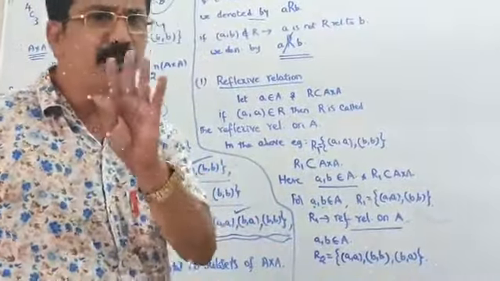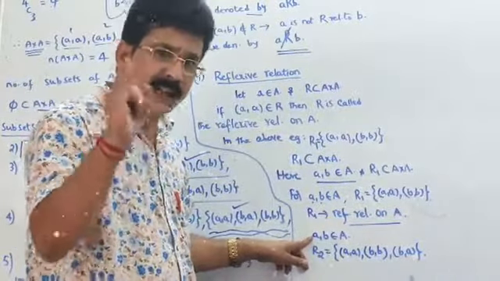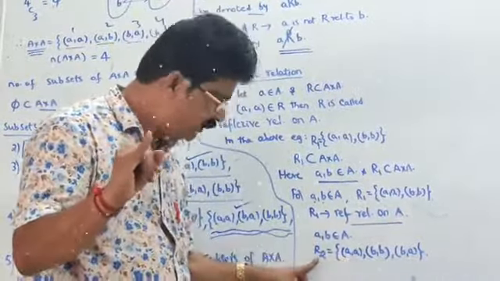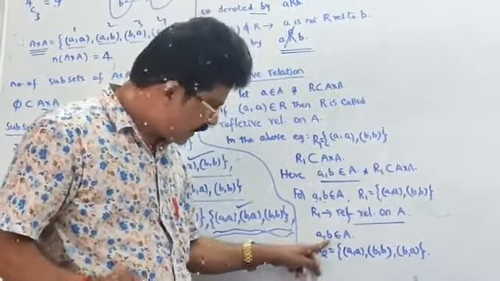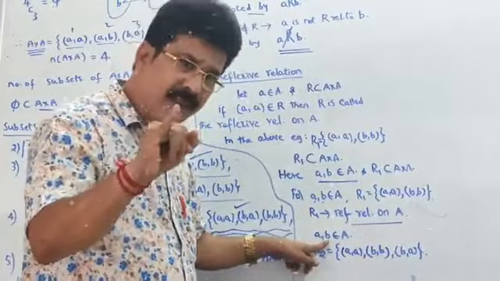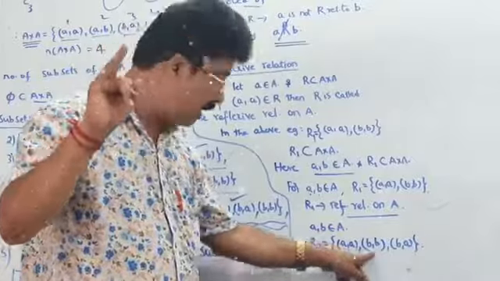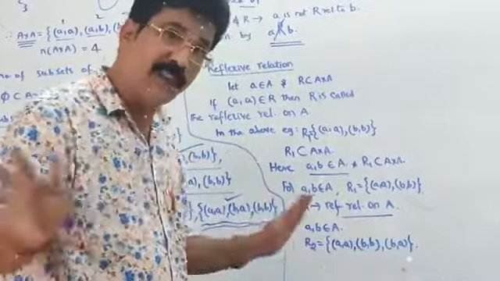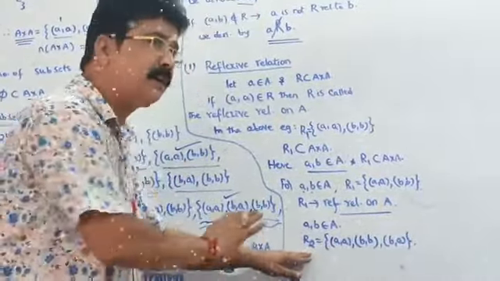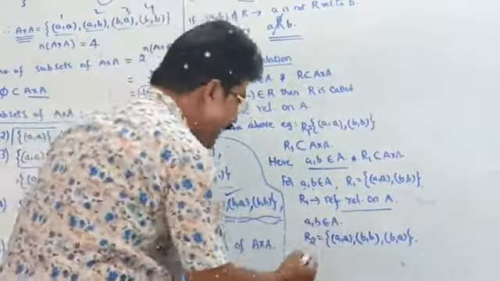I am asking only two questions. Does A belong to capital A? Yes. Thus (A, A) belongs to R2? Yes. Next, another element is there, B. Does B belong to capital A? Yes, sir. So (B, B) belongs to R2? Yes, sir. Therefore, R2 is a reflexive relation on capital A.